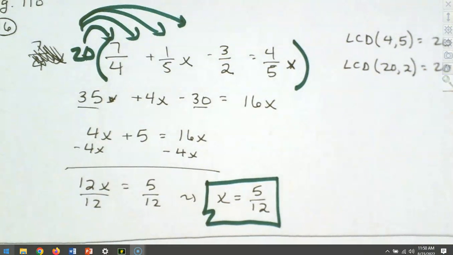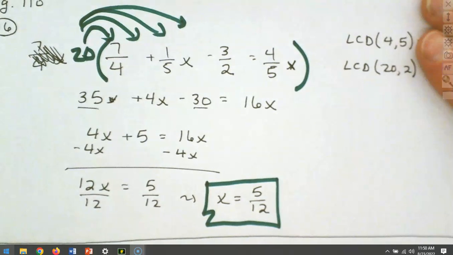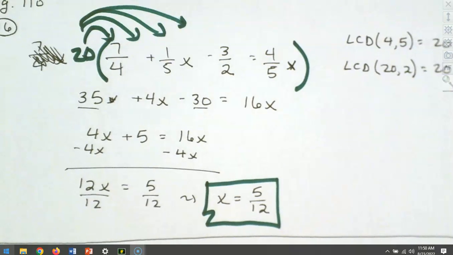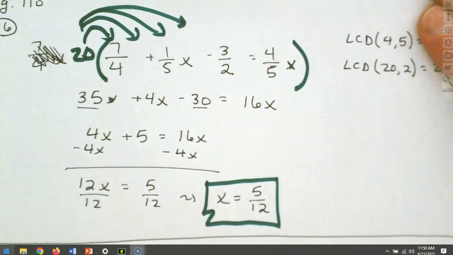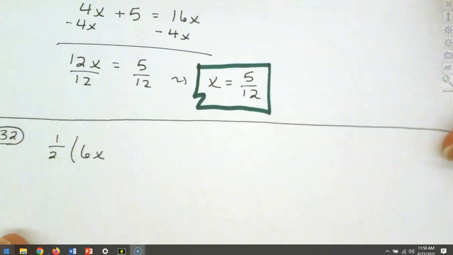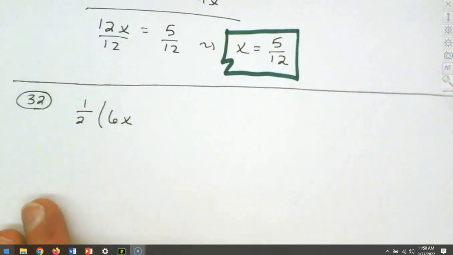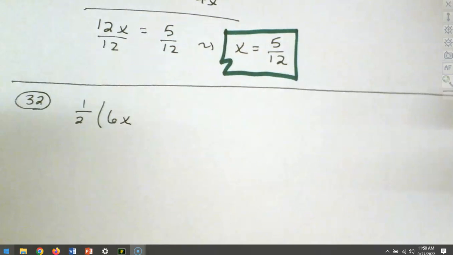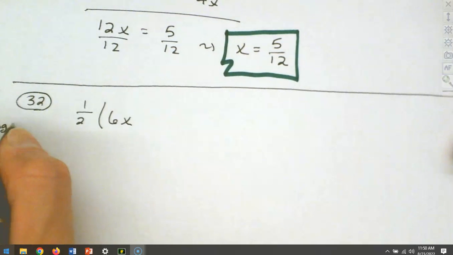Okay. Let's look at another one. Let's look at question 32. And question 32, I believe, is going to be an identity. Move it up here. So this is question 32, and this is going to be on page 111.